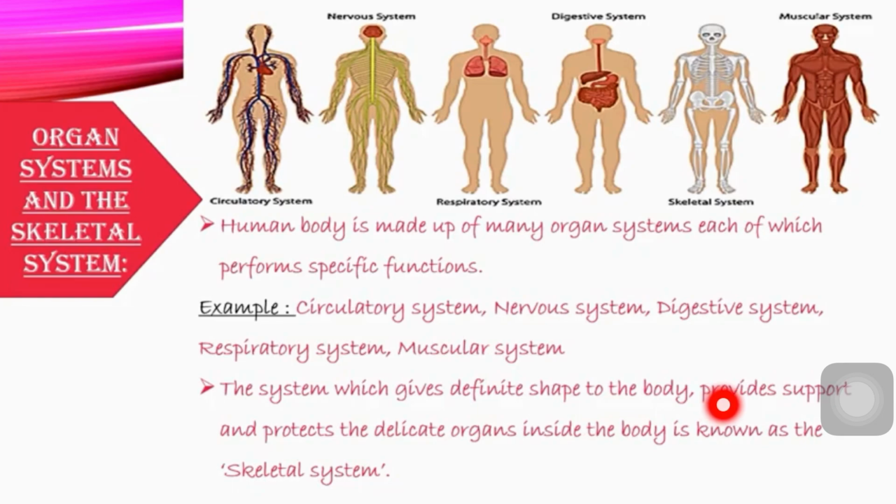That which provides support and protects the delicate organs inside the body is known as the skeletal system. Understood, student? It gives shape to our body, supports it, and protects our organs, which are very delicate. This is protected, no? After an injury we don't get directly hurt, our organ system does not get injured. Yes or no?